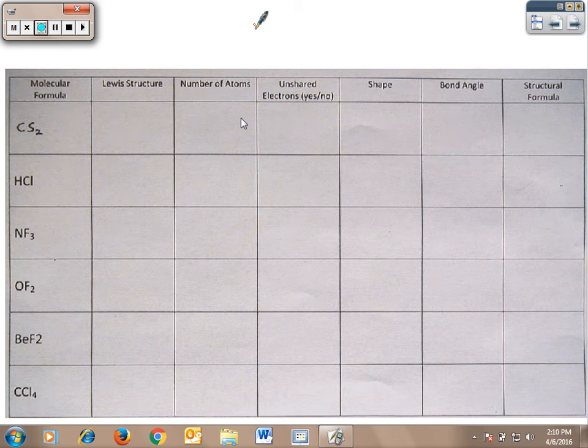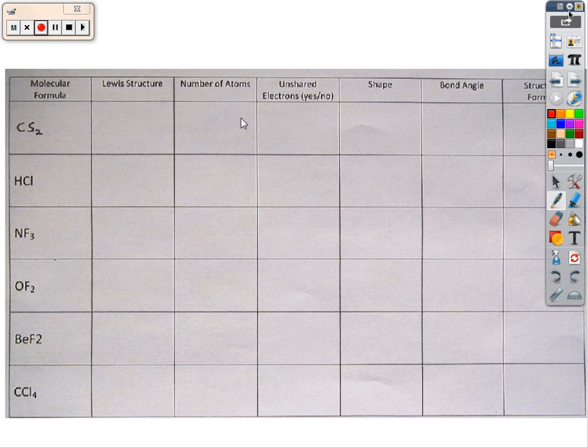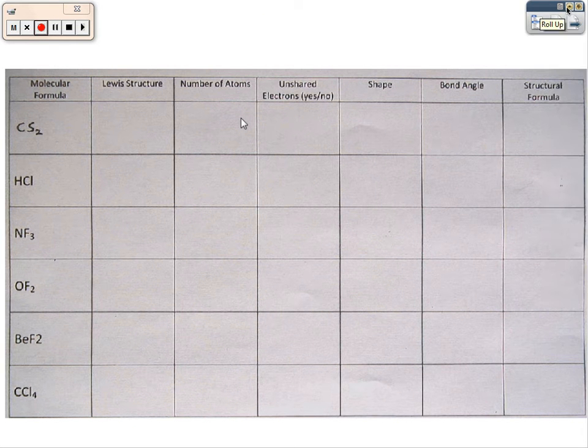All right, let's take a look at covalent bonding. Everything we've done so far, the Lewis structures, the bonding with the Lewis structures, and the shapes and structural formulas for covalent substances. We'll start off with the Lewis structure, bonding.